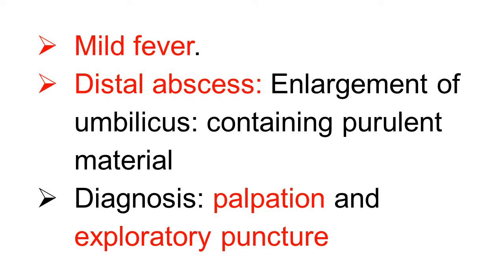The abscess found at the navel is called a distal abscess. There is enlargement of the umbilicus locally. There is an abscess there containing purulent material. Diagnosis is very easy. Just by local palpation, the clinician finds an enlarged large mass at the navel, and on exploratory puncture, pus comes out, which confirms that there is an abscess.